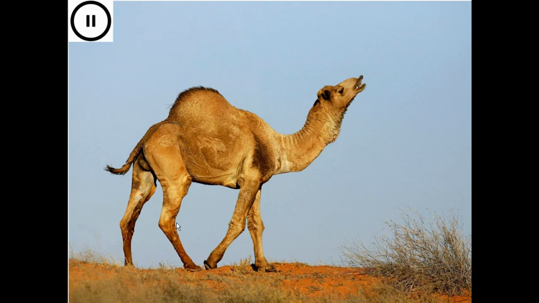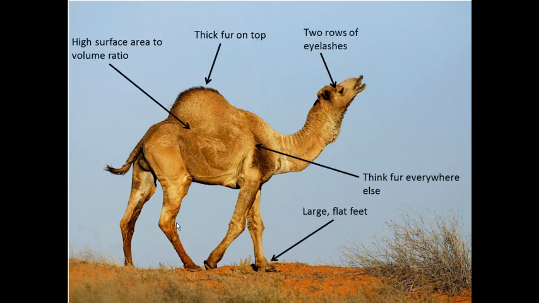Okay, so let's have a think. What are the adaptations of our camel? So you can see on top of his hump here, he's got thick fur. Okay, so that thick fur acts as shade. Obviously, this is a high point on his body; it's more exposed to the sun. So this thick fur helps him keep shaded.